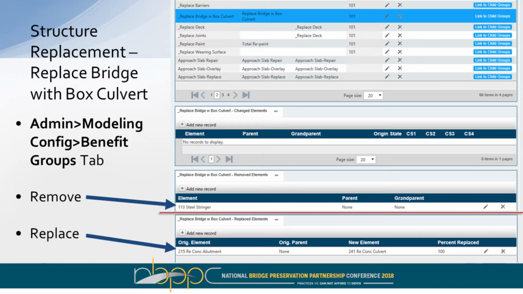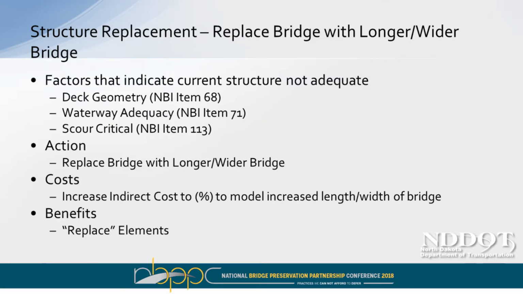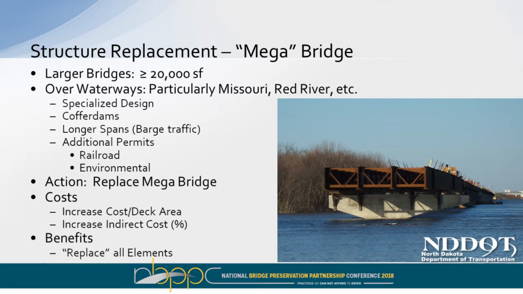Again, this is just basically what I said. These are the steps to go through: removing the elements and replacing the elements. And then replacing with a longer, wider bridge, we would look at the appropriate factors, take the appropriate actions, our costs and benefits, and our mega bridges. So yes, over 20,000 square feet.